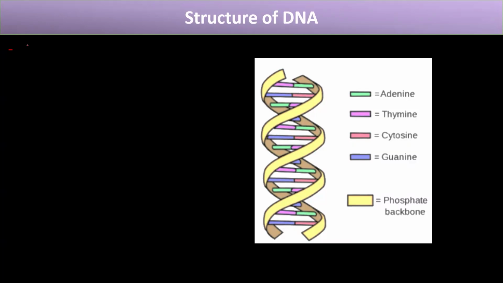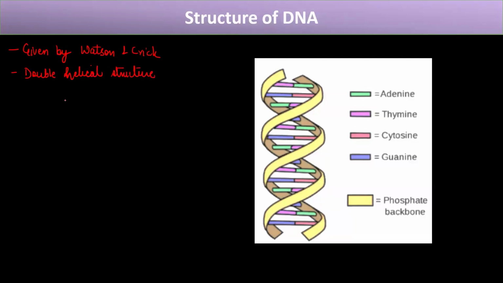The structure of DNA was given by Watson and Crick. They are the two scientists who gave the structure of DNA. If you look at the structure, it is a double helical structure. We have seen threads, or wool. Imagine the structure of DNA: if we unwrap the wool, we can see two different threads coming out of it, arranged in a helical form. So the structure of DNA is a double helical structure.